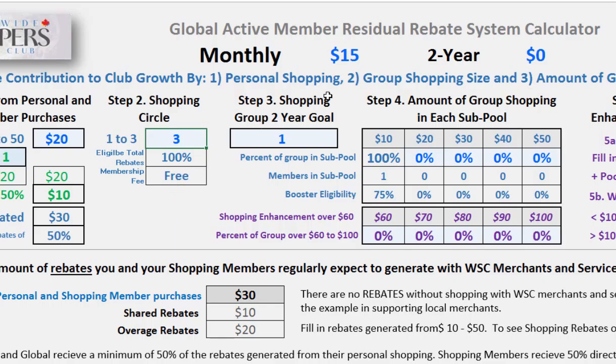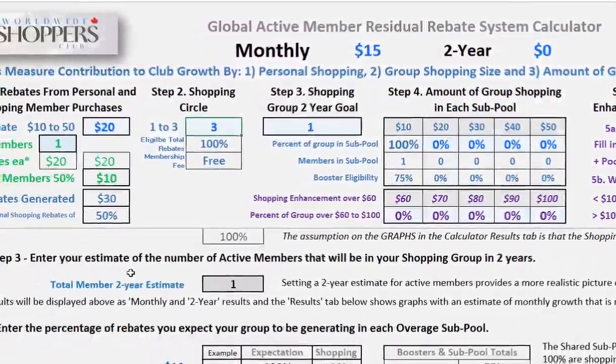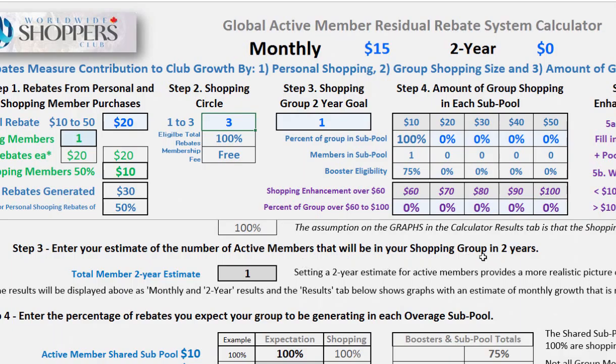Now the reason this hasn't changed is because you really don't have much of a shopping group yet. So that's the next thing. And then we can scroll down here. Estimate the number of active members that will be in your shopping group in 2 years. Well, I'm going to put in our number of 200, okay? And now you can see you've got $281. Let me just back up here and say, well, if you only had 2 in your shopping circle, that would be less, 140. If you had 1, that would be less, 70. But you had 3, so you're getting all the rebates you're eligible for with a group of 200.